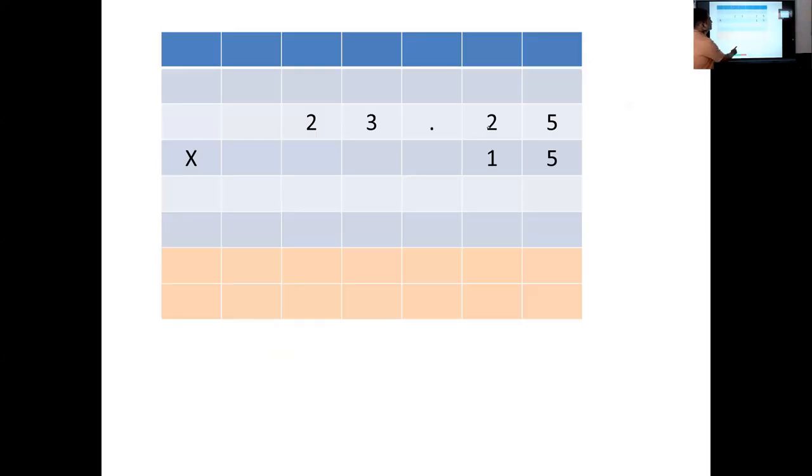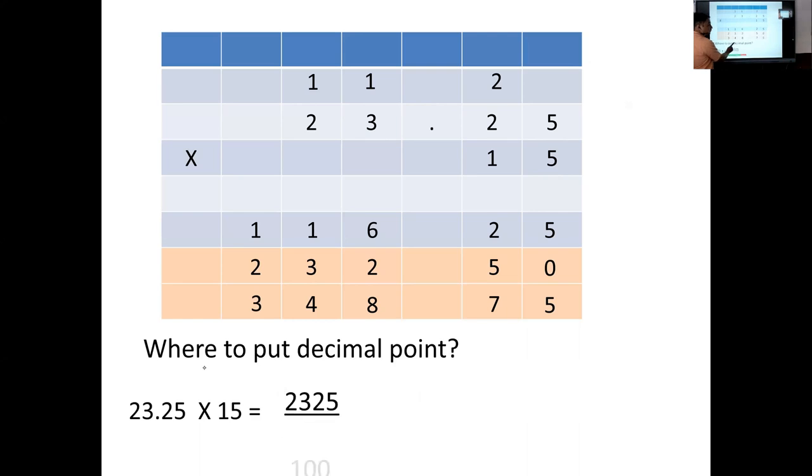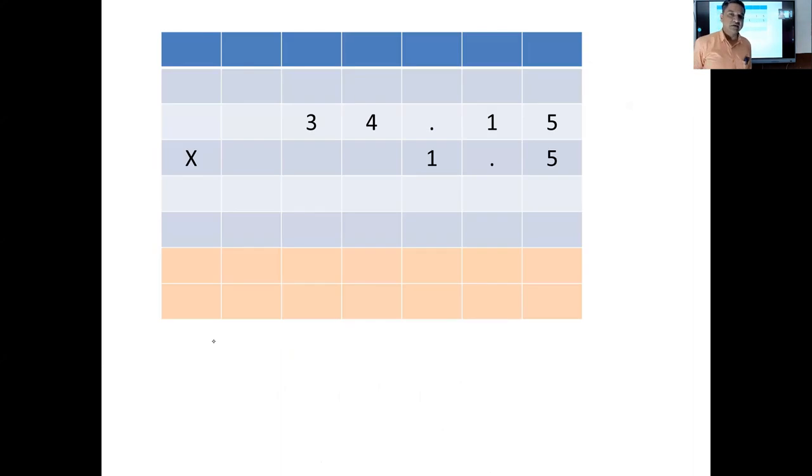In the last video, we have seen multiplication of a decimal number by a whole number. Here we have seen the multiplication of a decimal number by another decimal number. So let us take an example: 34.15 is the multiplicand and 1.5 is the multiplier.